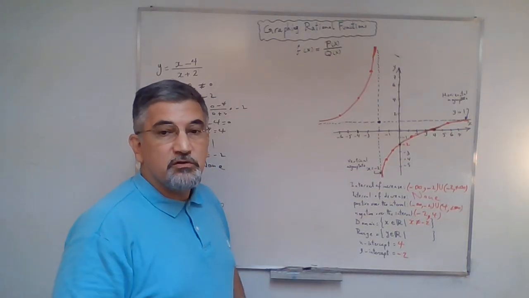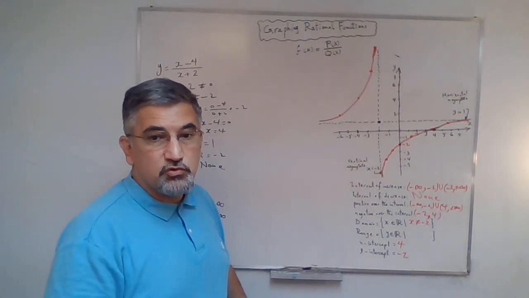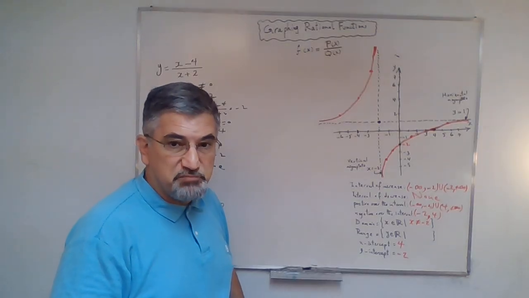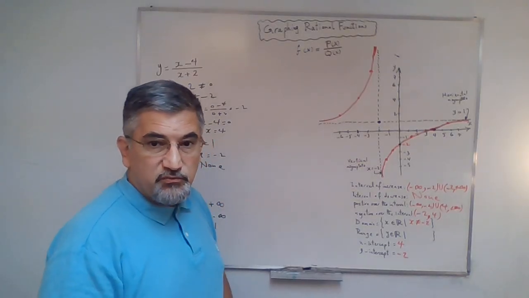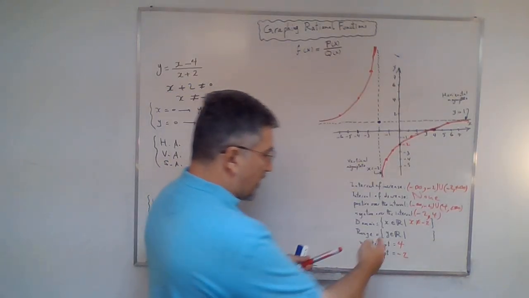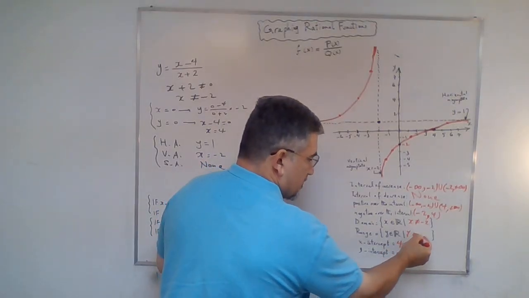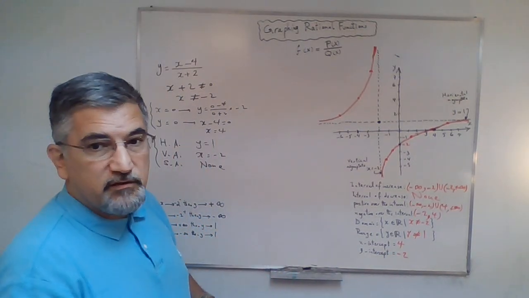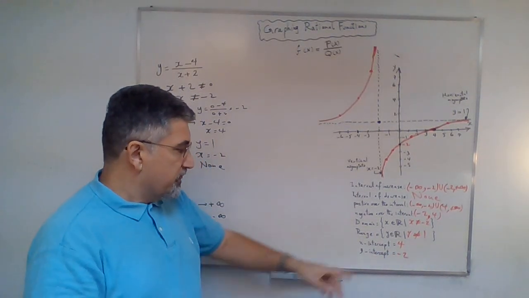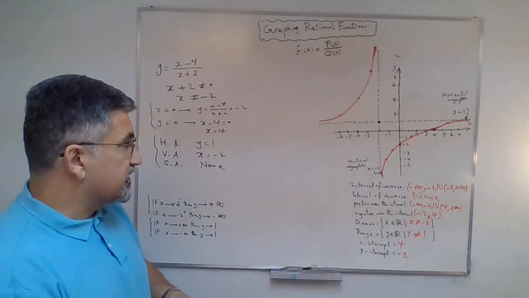I'm not saying it's always like that, but for this kind of function, it's always like this. There may be other rational functions where the graph intersects its horizontal asymptote. That is a possibility in general. So I'm going to say y cannot equal 1, but other than that, any real number will be part of the range set of the function.